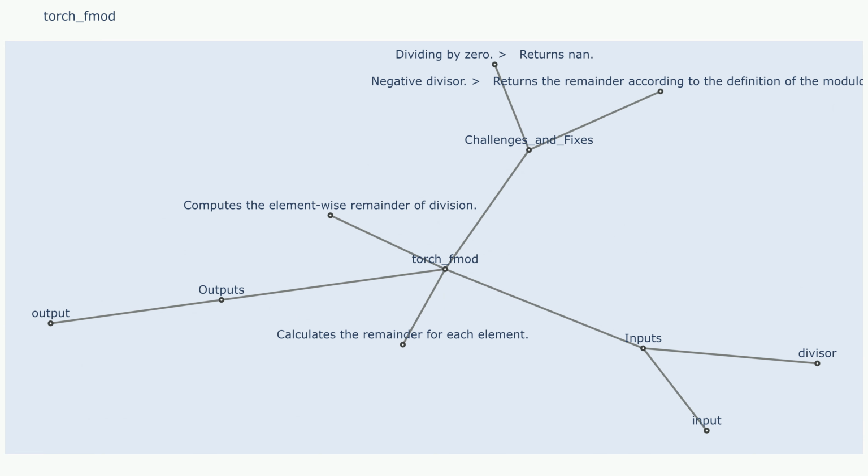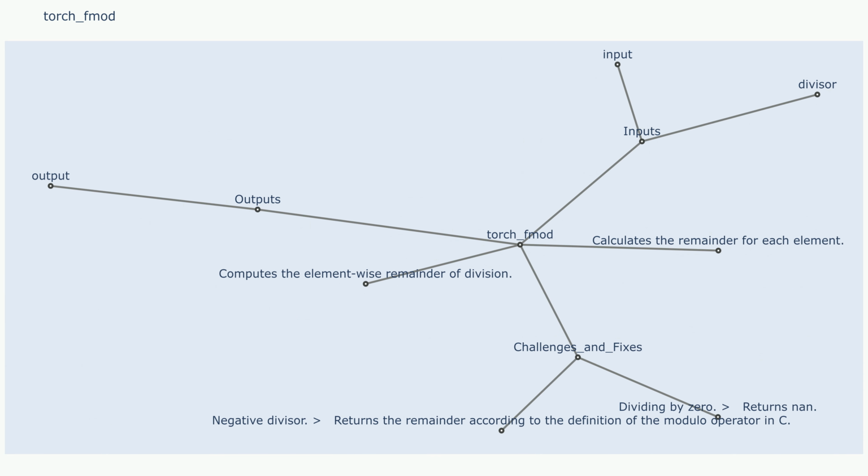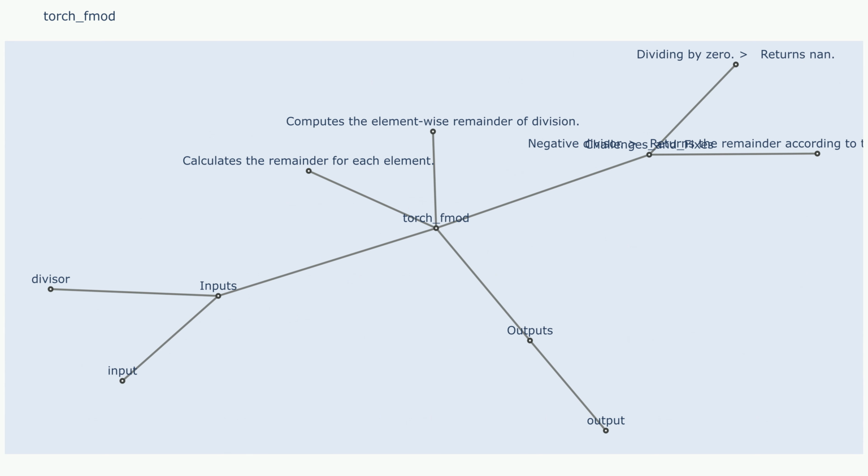Fixes to challenge 2 to avoid unexpected broadcasting behavior. Ensure that input and other have compatible shapes. If necessary, use functions like torch.reshape or torch.unsqueeze to adjust the shapes of the tensors before applying torch.fmod.